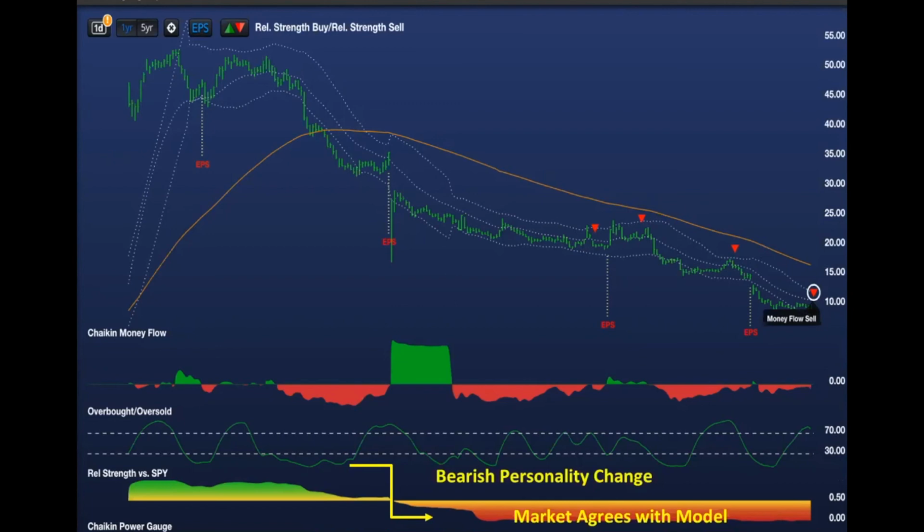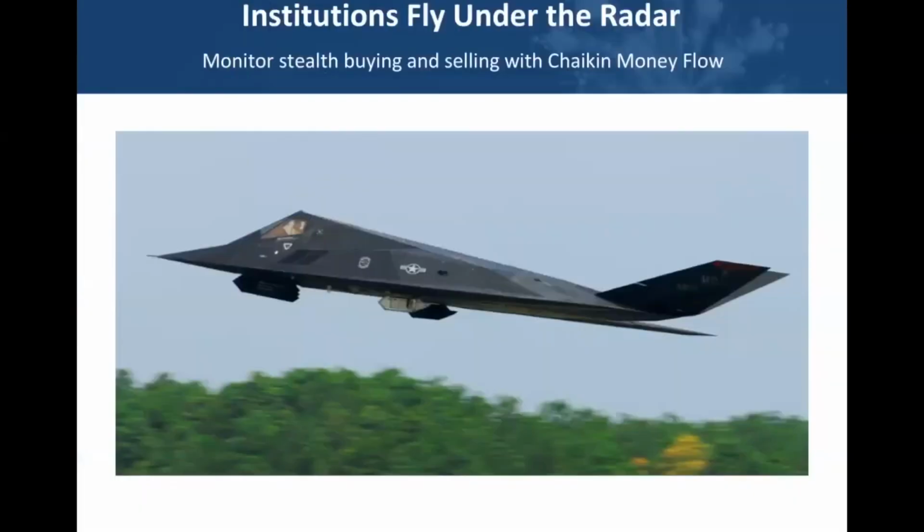$25, the stock traded down to 9. And along the way, you got these relative strength sell signals and a series of negative earnings surprises. That's why it's so important to spot personality changes. It keeps you on the right side of the market, and it means that your trades are going to be aligned both with the fundamentals and the technicals.